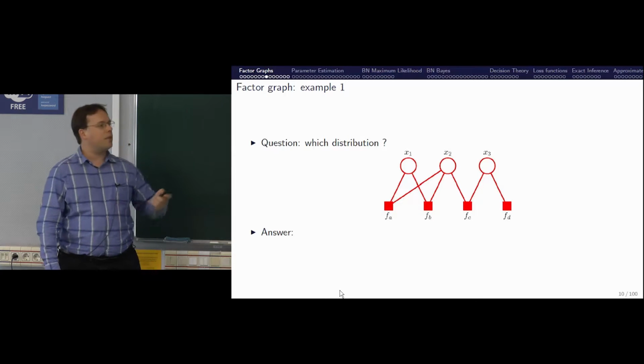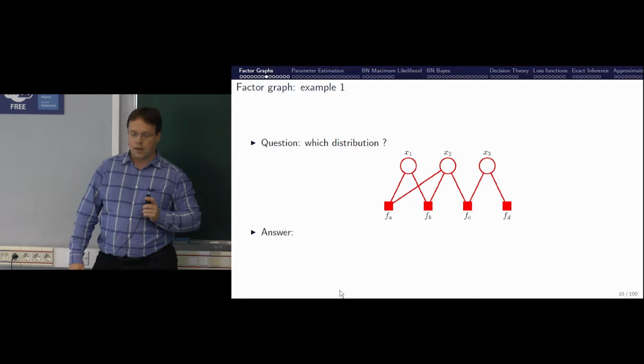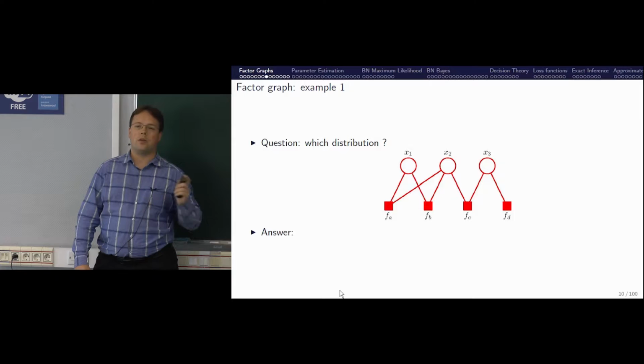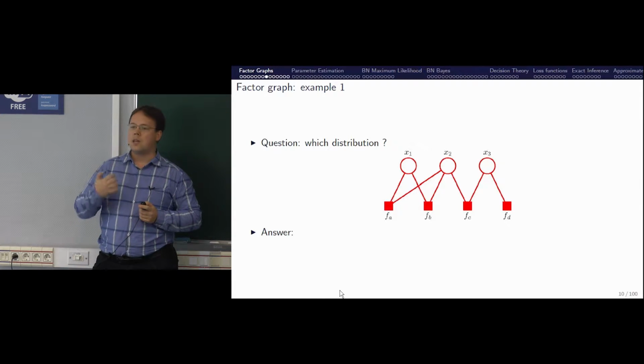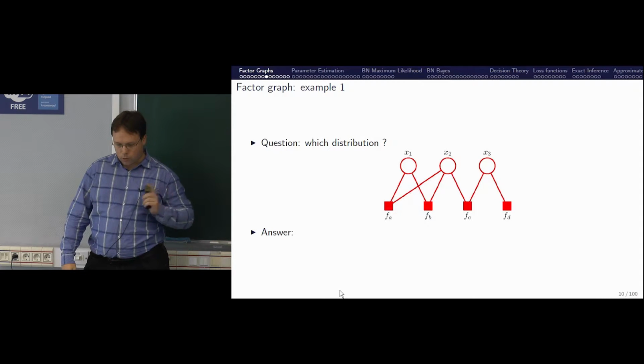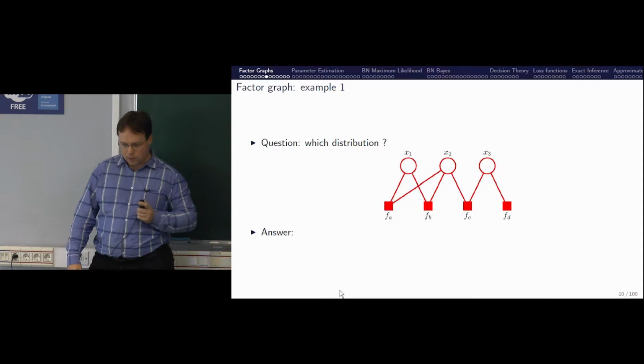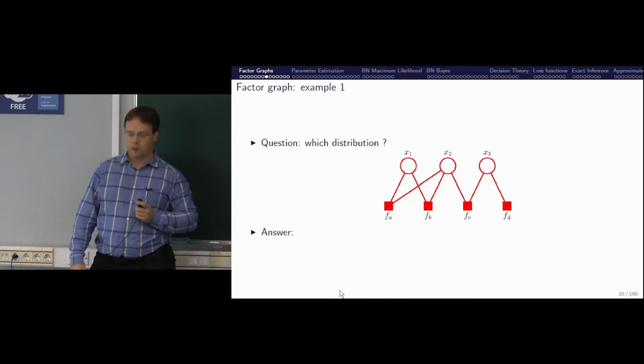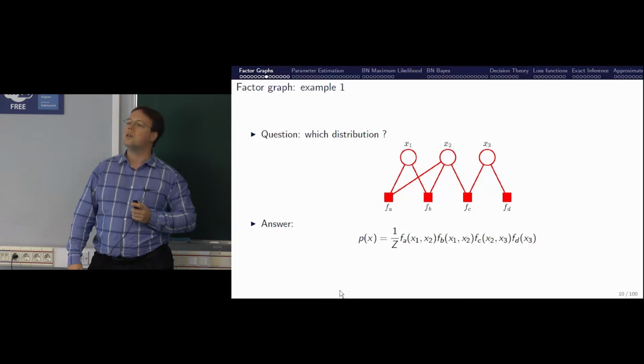So, for example, if I give you a factor graph like this, how is the corresponding probability distribution factorized? Well, you check how many terms there are. There must be 4 factors because there's 4 little squares. And then for each of them, you count which variables contribute. So for the first one, it's x1, x2. For the second one, it's x1, x2 as well. For the third one, it's x2, x3. And for the fourth one, it's just x3. And you get this kind of representation. Is that clear?